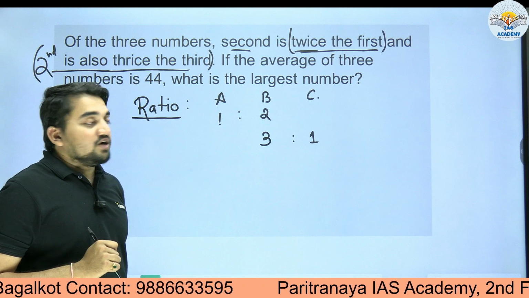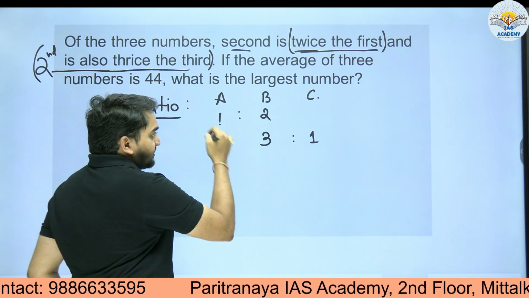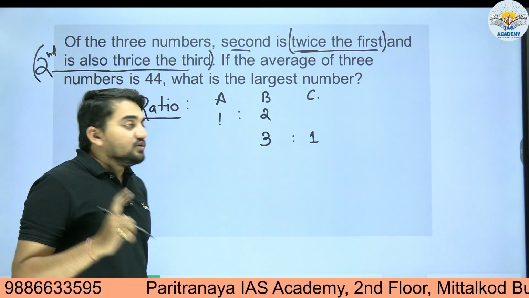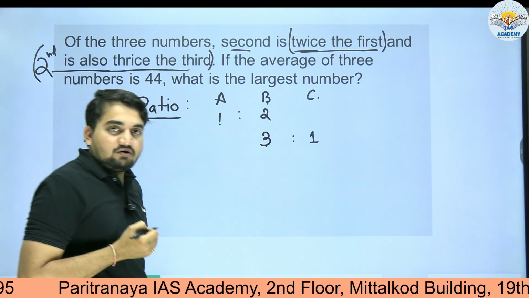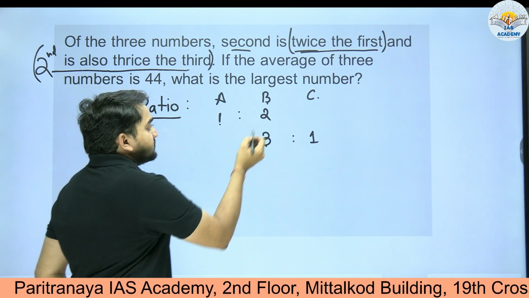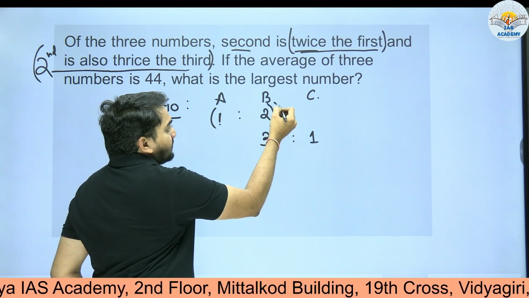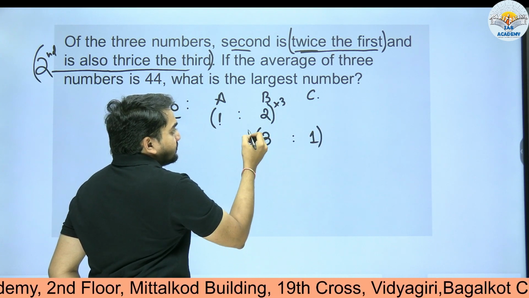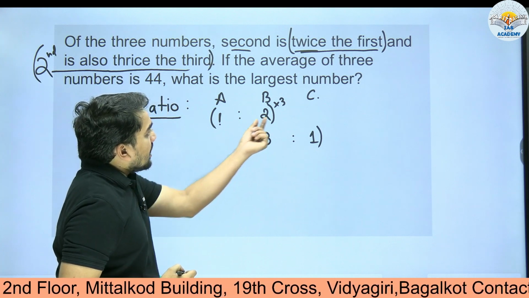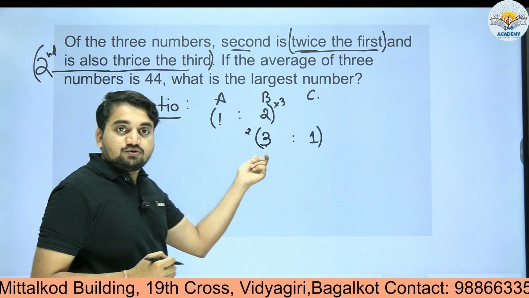Now you cannot directly add them. You cannot just add it and take it down. We have to make one number the same. We have B common in both ratios, so I want to make B the same. I am going to multiply above B with 3 and below B with 2. So above, 2 into 3 is 6, and below, 2 into 3 is 6.